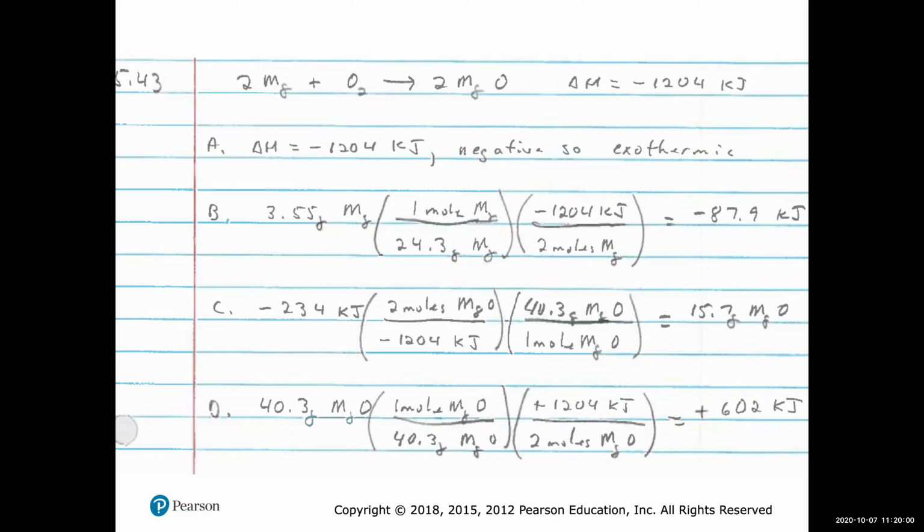We've now switched over to moles of magnesium oxide. We said that we wanted our answer in grams, so we calculate the molecular weight of magnesium oxide, and that turns out to be 40.3. So that's the gram value in the numerator, with 1 mole of magnesium oxide in the denominator. You complete that calculation, and it's 15.7.